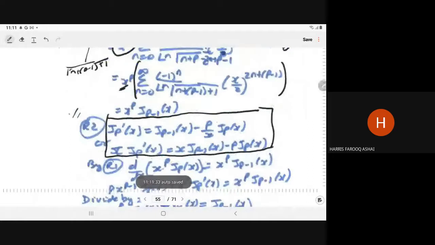In this we have nothing to do from this recurrence relation. Whatever recurrence relation you have just derived, d/dx of x to power p Jp is equal to x to power p J of p minus 1. If you take the derivative on the left hand side, we have two functions. So the derivative of the first will be p x to power p minus 1 Jp, plus the derivative of the second function, x to power p J dash p.